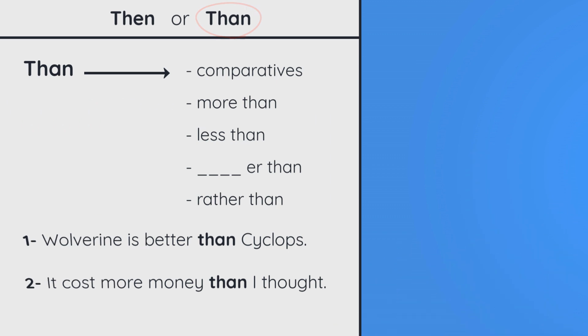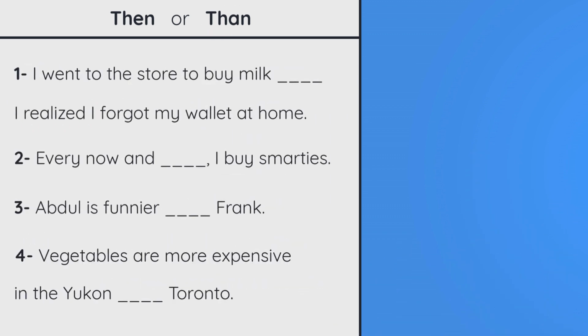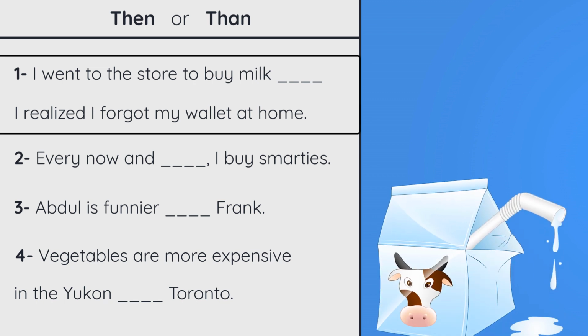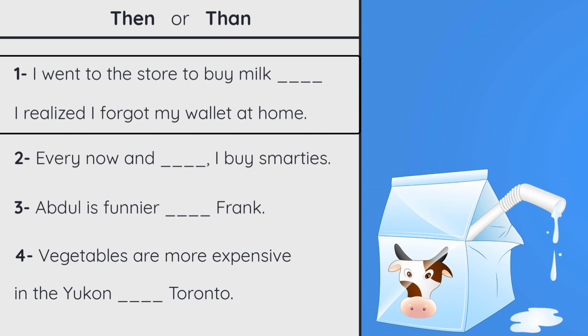Let's do some practice sentences together. I want you to try to fill in the blank with then or than. Okay? Sentence number one: I went to the store to buy milk, blank, I realized I forgot my wallet at home. Do you think this sounds better as then or than? If you said then, you're correct, because this is a sequence. First action, then is the second action.